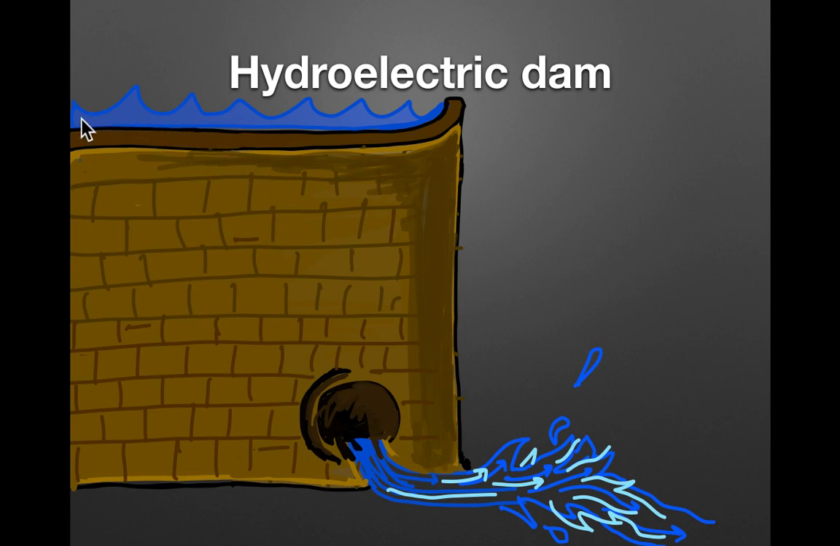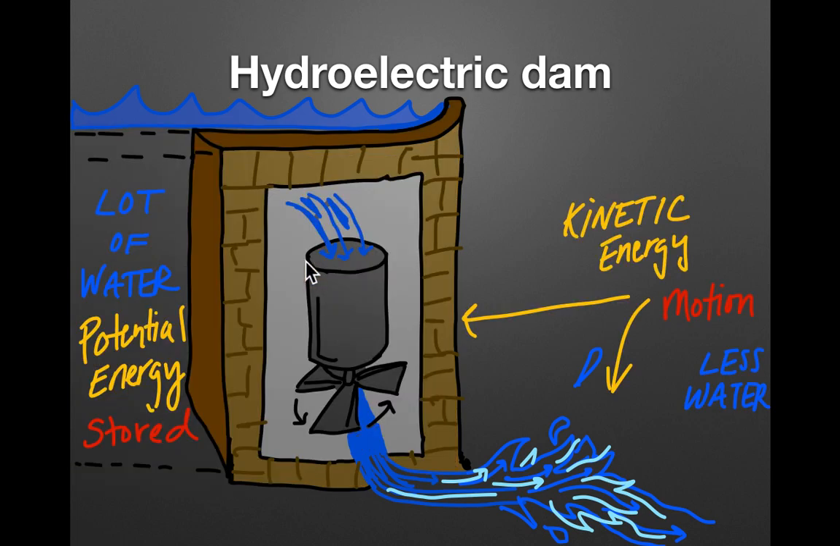You're stacking up water behind a wall, and that water is going to be allowed to move through a specific channel, a very specific channel. In this case, the water is coming out and has a huge amount of kinetic energy as a result of that. And this is pretty much how a hydroelectric dam works. Okay, let's cut away the wall and look at the inner workings of this.